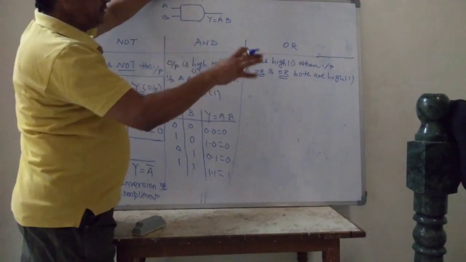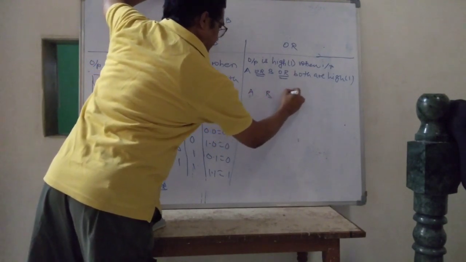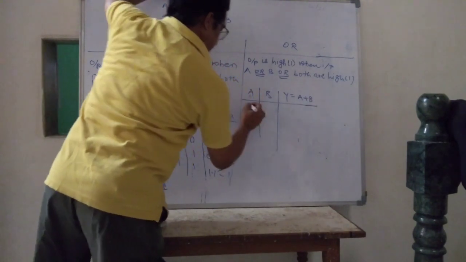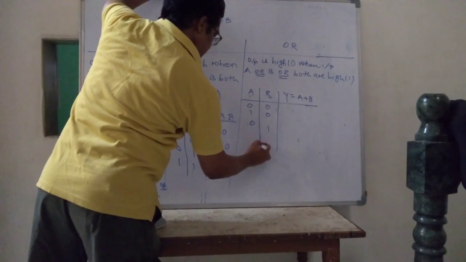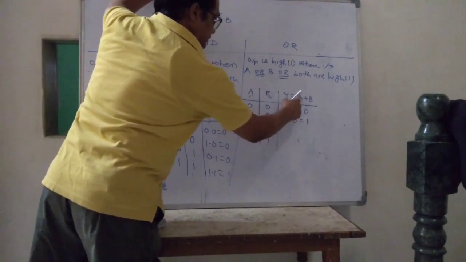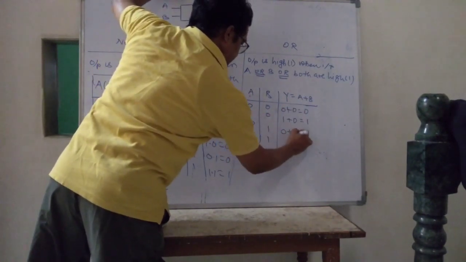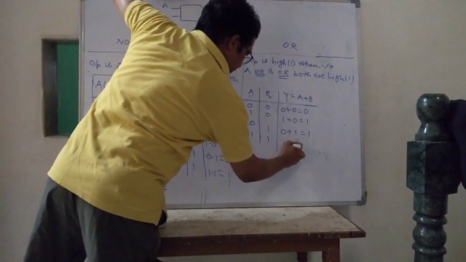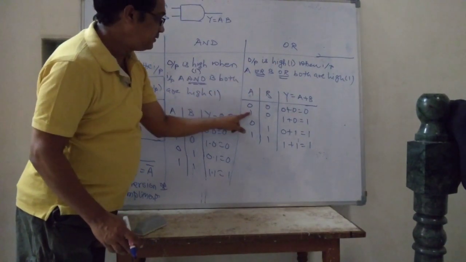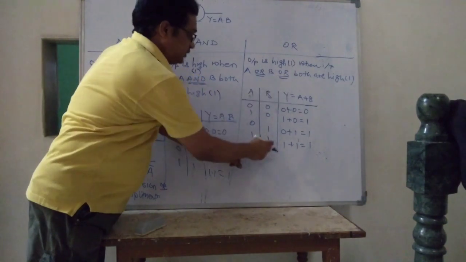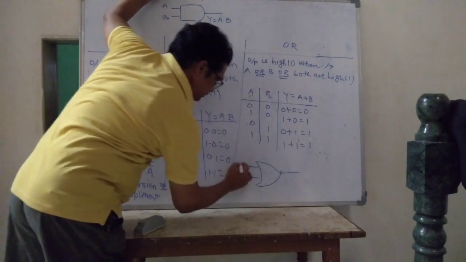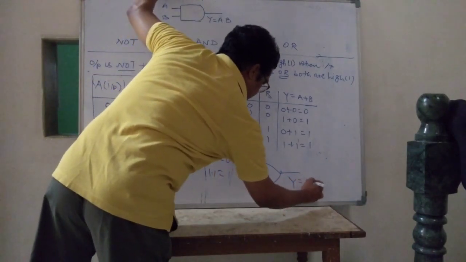A or B, A or B, either one or both. So A, B, in AND it is product, this will be addition. A plus B, 0 plus 0, 1 plus 0, A is 1, B is 0, A is 0, B is 1. And in digital electronics, 1 plus 1 is also 1. So output is high when input A or B or both are high. So that is the OR gate. Symbol of OR gate. This is input A, this is input B. Y is equal to A plus B.